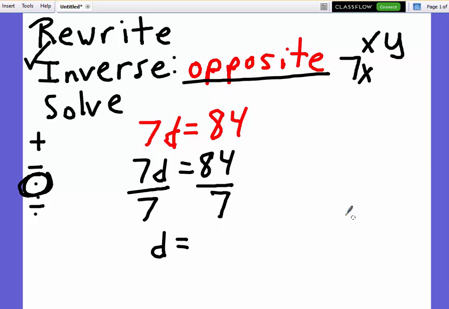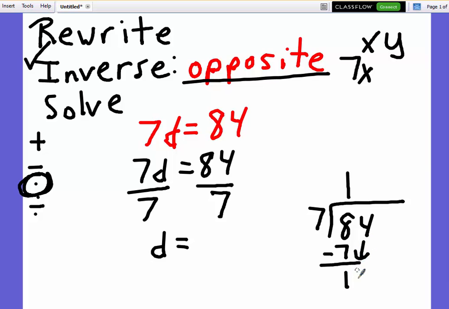I'm not sure what that is, so I'm just going to do it on the side. Remember, when I'm dividing, the larger number goes on the inside. So 7 goes into 8 1 time. 1 times 7 is 7. Subtract, 8 minus 7 is 1. Bring down that 4. 7 goes into 14 2 times. 2 times 7 is 14. And then I subtract and I would get 0. So d equals 12.